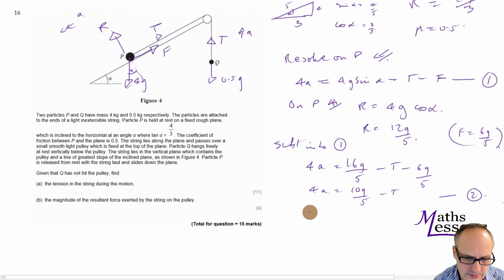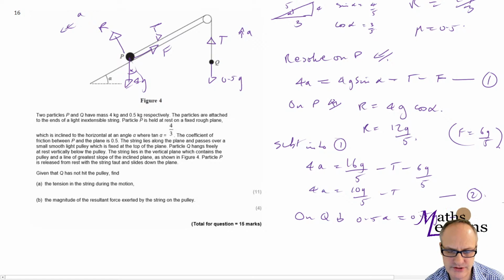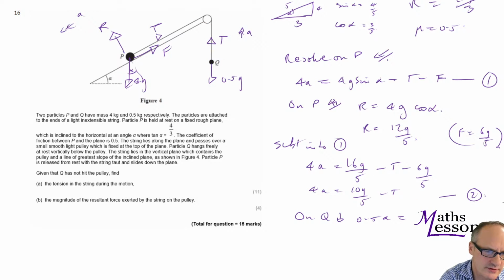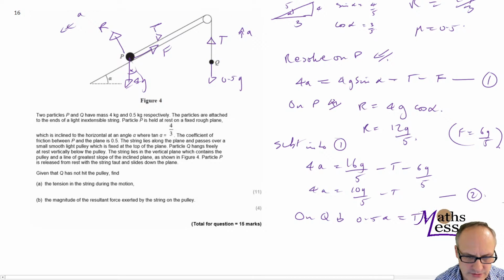Now, on Q, going down, we're going to have 0.5A equals 0.5G minus T. I've just done that the wrong way around, sorry about that, because it's accelerating this way. So it's going to be T minus 0.5G. Now what I can do is substitute this straight into here, because I want to find the tension.